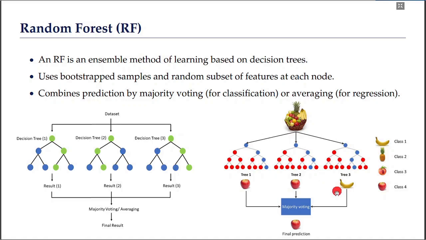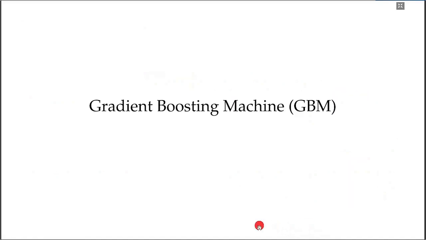Then it is just a classification problem. Therefore, by majority voting, the final prediction would be an apple. So this is the idea behind a random forest. And now let's consider gradient boosting machine.